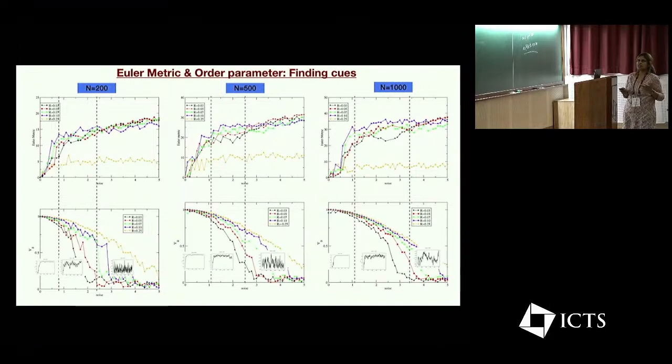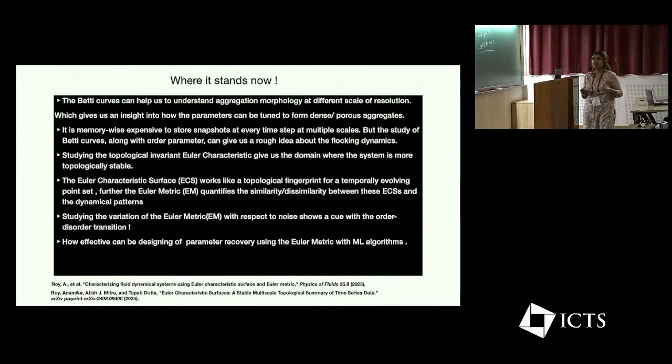So this clearly shows a correlation between the topological transition and the order-disorder transition, which we are trying to explore and quantify further. This is how it stands now. Betti curves give us a very good idea about the structural morphology in swarm dynamics, and give a rough idea of what is happening without looking at the snapshots. And the Euler metric clearly shows a relation between topological transitions and order-disorder transitions. In future, we are also planning to work on parameter recovery with this Euler metric: can we recover what parameters are responsible in unknown real data sets?